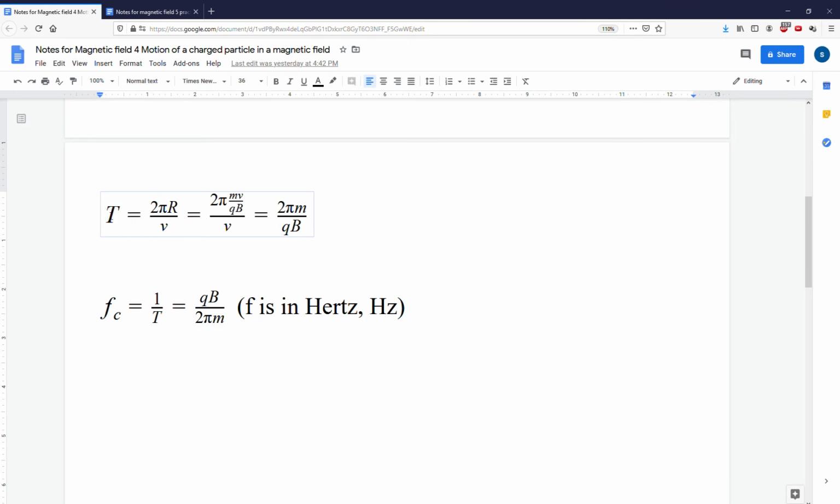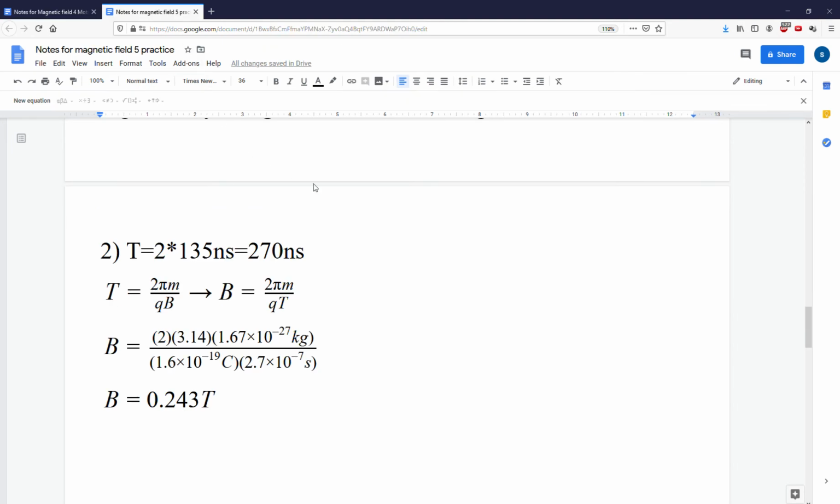Next, if we take this formula, T is equal to 2 pi m over qB, and solve for B, we get that magnetic field is equal to 2 pi times particle mass divided by particle charge times cyclotron period. We are dealing with a proton, so the particle mass is 1.67 times 10 to the negative 27th kilograms, and the particle charge is the elementary charge of 1.6 times 10 to the negative 19th coulombs. Plug these numbers in, and we get a magnetic field strength of 0.243 Tesla.